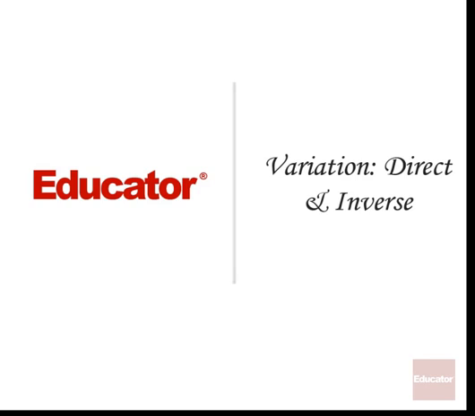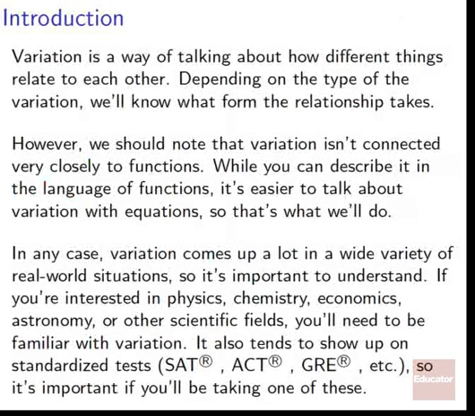Today we're going to talk about variation, both direct variation and inverse variation. Variation is a way of talking about how different things relate to each other. Depending on the type of the variation, we'll know what form the relationship takes. However, we should point out that variation isn't connected very closely to functions. While this sits in the section on functions, it's only sort of connected to functions.